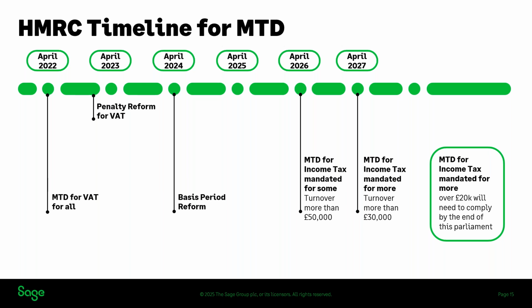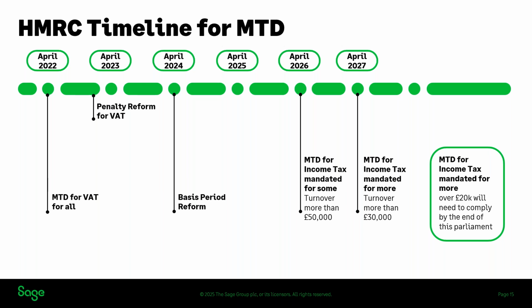I also wanted to take this opportunity to cover off Making Tax Digital, which is going to become more important as we go through the next few months and years. And it's important to realize that you are already compliant if you are registered for VAT and you are using Sage Accounting. So you're compliant in terms of keeping digital records by simply using this software.